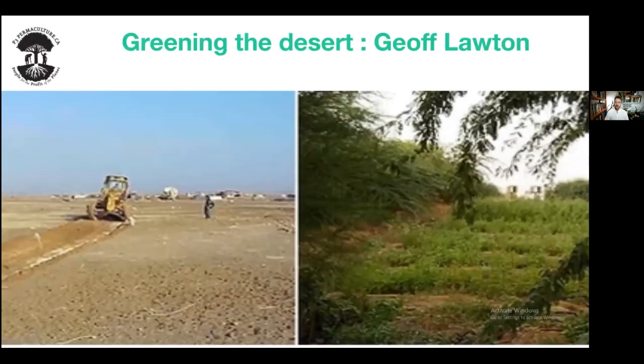Because permaculture is applied in all these different domains, it also means that it's harder to understand. So to give you a visual example, this is from Greening the Desert, one of my teachers, Jeff Lawton in Australia. This is in the Jordan Dead Sea Valley on the left here.